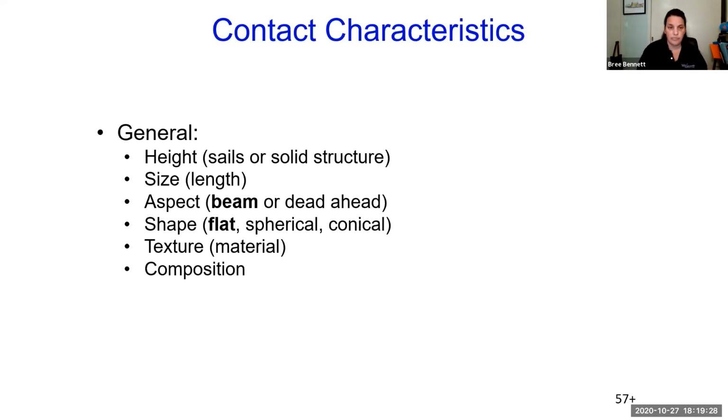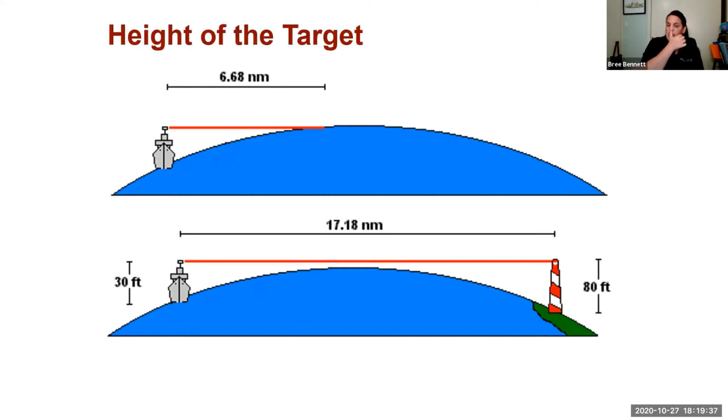So those are on the target itself. And then we're going to talk about other ones as well. But let's dive into these. Some of you guys have maybe in a nav class talked about visibility and the geographic visibility of a light. Have you guys calculated geographic and luminous visibility in any of your other classes?